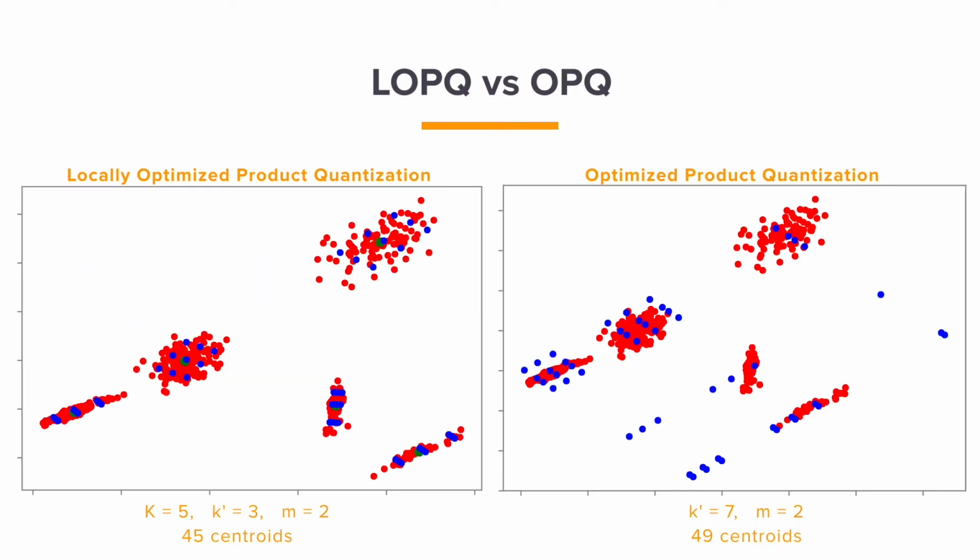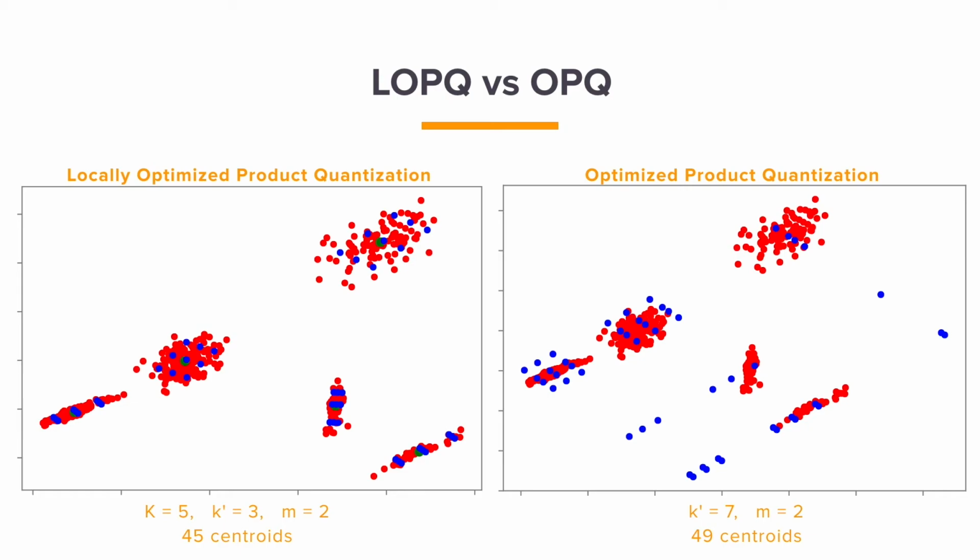So on the left, we have the LOPQ results, the locally optimized. And here we have slightly different parameters going on because there's this coarse quantizer. So my coarse quantizer is 5, meaning I have 5 groups. K prime is 3, meaning each of them gets 3 means per dimension. M is 2, so I'm cutting them in half. Right? That means I have 45 total centroids. Over here is optimized product quantization. There's no coarse quantizer. So it's just K prime is 7, M is 2. I have 49 centroids. But as you can tell, almost 10 of them are useless. Right? So they've solved that problem.